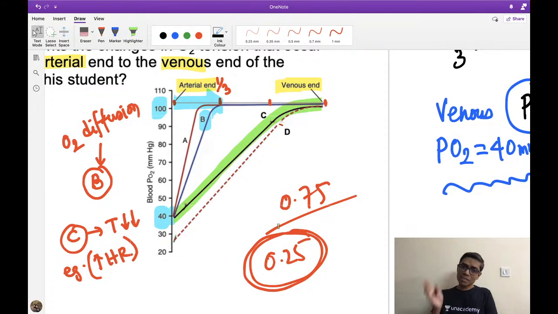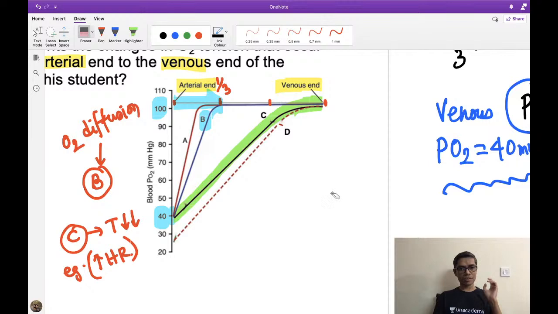Even if the transit time is reduced, diffusion equilibrium for oxygen will still be reached, but it will be reached at the end of the pulmonary capillary, because the total time has been reduced. Now, none of this is my answer. B, C is not my answer. A may be the nitrous oxide curve.